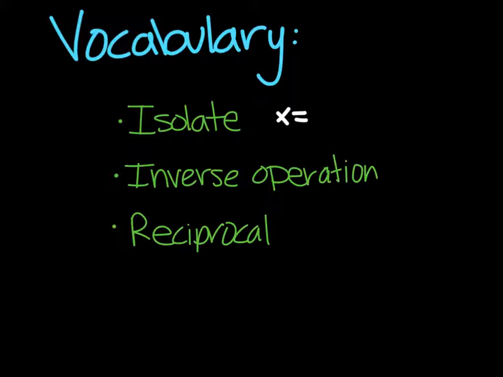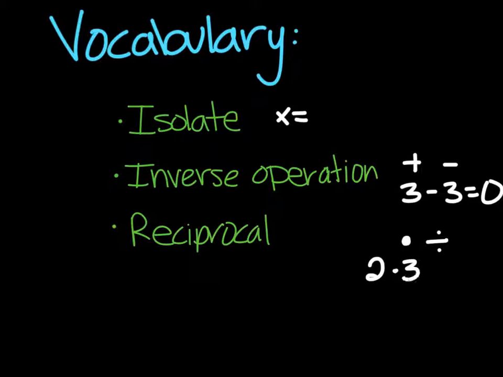Inverse operations are operations that undo each other. So addition is the inverse operation of subtraction because 3 minus 3 equals 0. Those undo each other, so we're no longer adding or subtracting anything. And the inverse of multiplication is division, because if we take a number, for example 2, and multiply it by 3, but then divide by 3, we get our initial number, or 2.